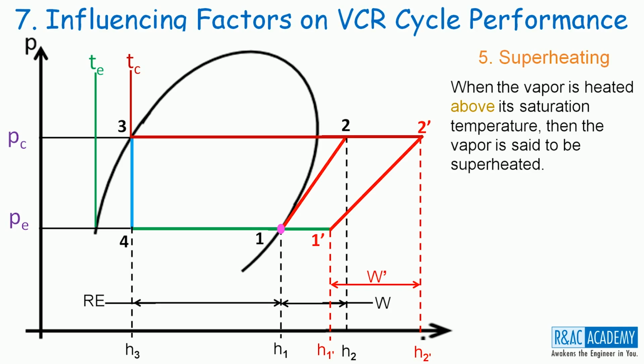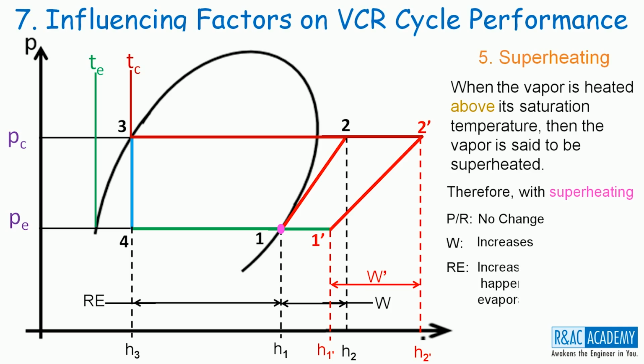To sum it up, with superheating, the pressure ratio does not change, the work input needed to be given increases, and the refrigeration effect increases if superheating happened inside the evaporator, else no change. Then how about COP? Because of some uncertainties in this case, we cannot make a generic conclusion on COP.